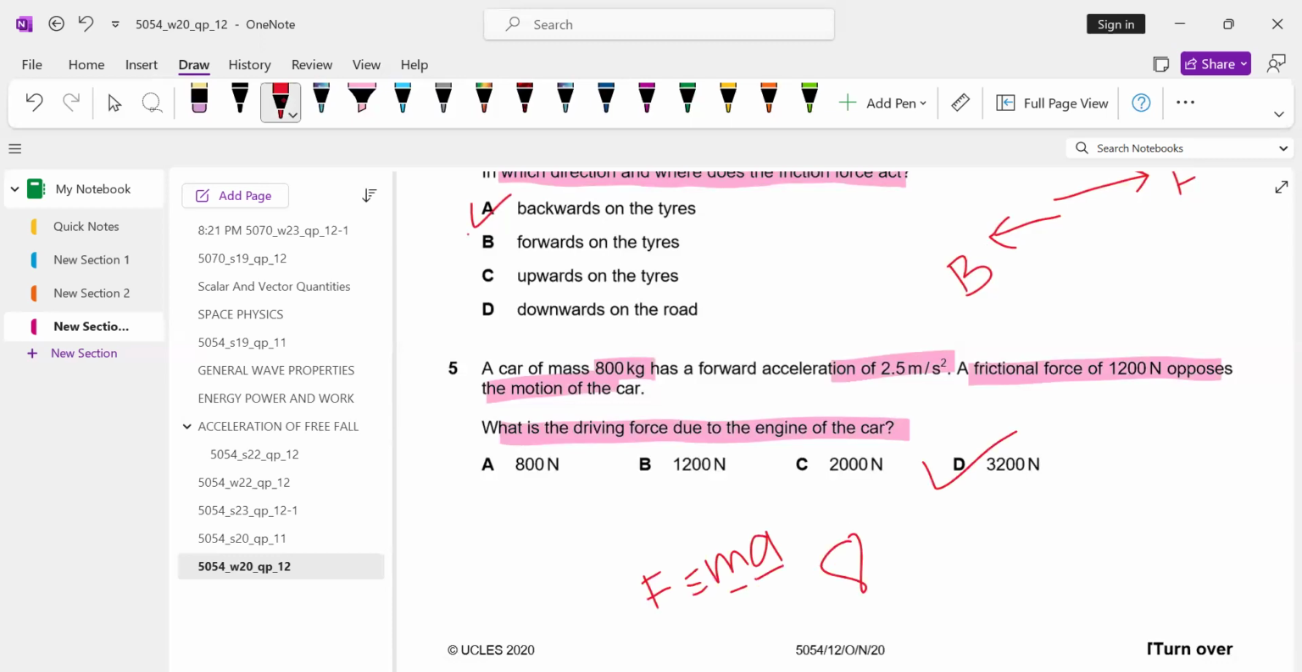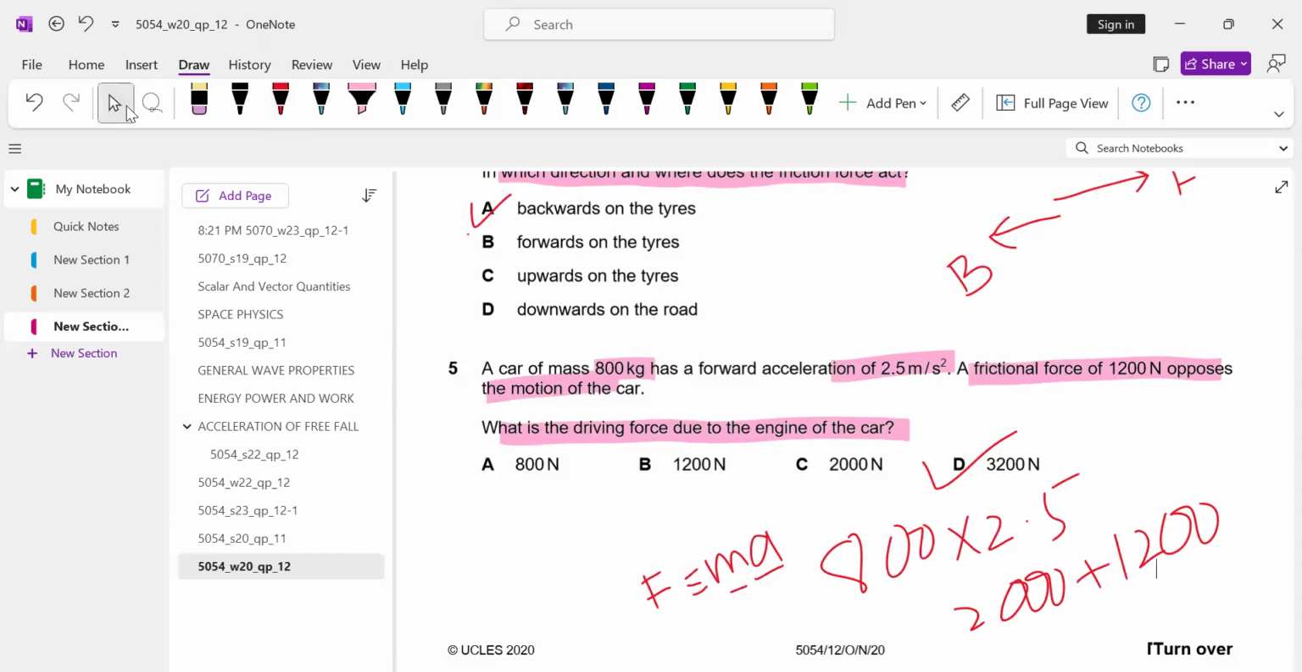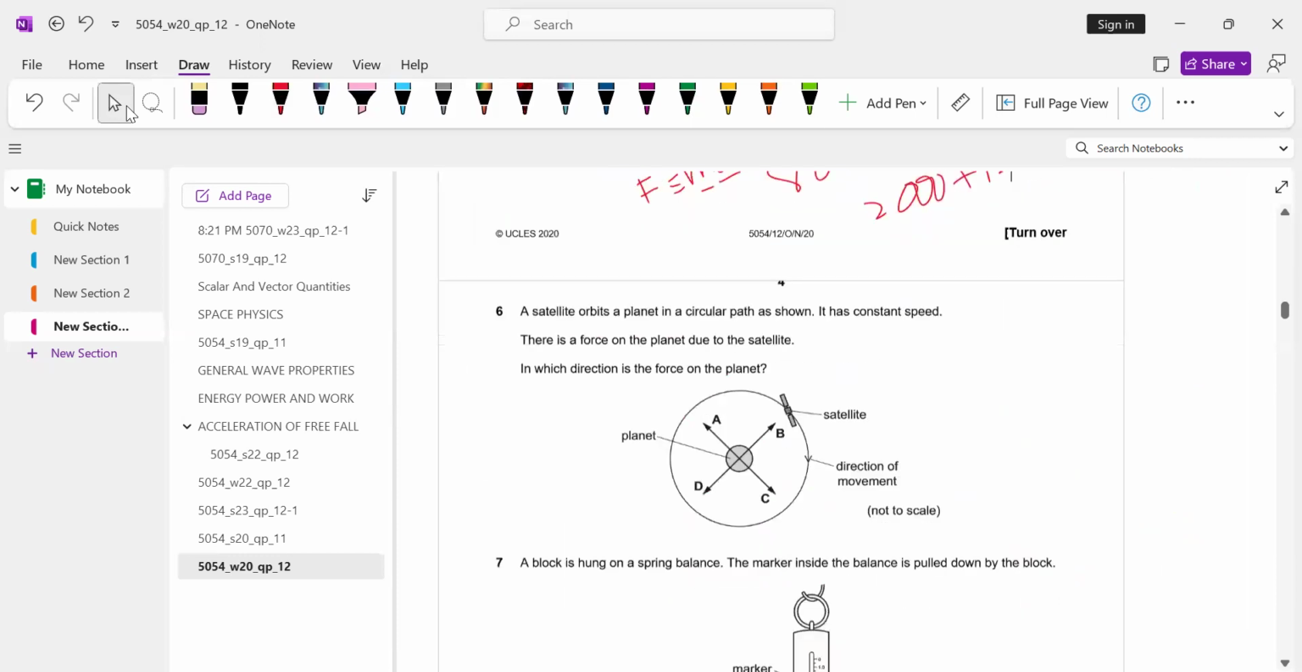So what you did: 800 times 2.5, the answer comes to 2000 newtons. You add 1200, which gives 3200. Then let's move towards question number 6.